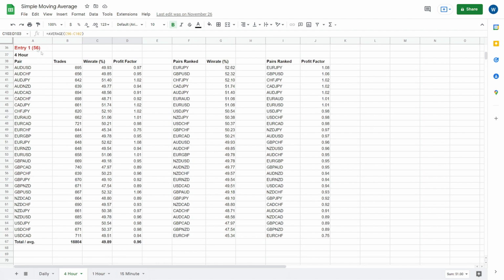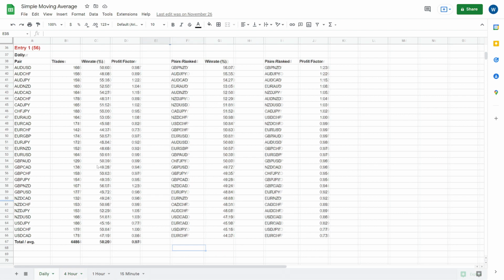In 2nd place, we're still on the 4-hourly time frame using entry 1 with an indicator period of 56. Here win rate is 49.89% and profit factor is 0.96. You could argue that this one should be in 3rd place instead, since its win rate is lower, but it just depends on whether you value profit factor or win rate more. I would place it 2nd, since this way of entering only uses one moving average, and that means it's one less part of your system that can break.